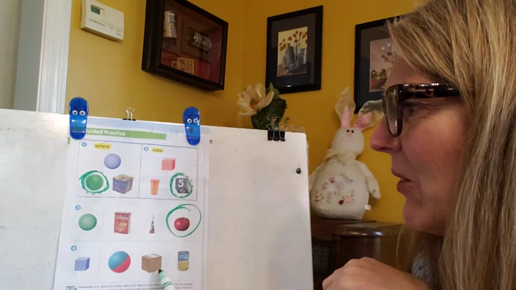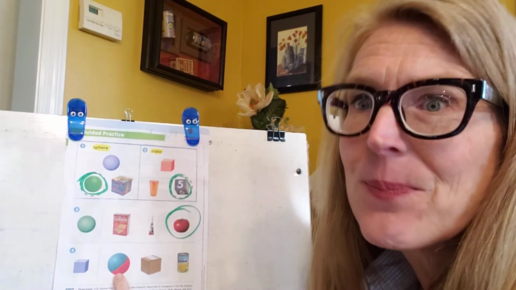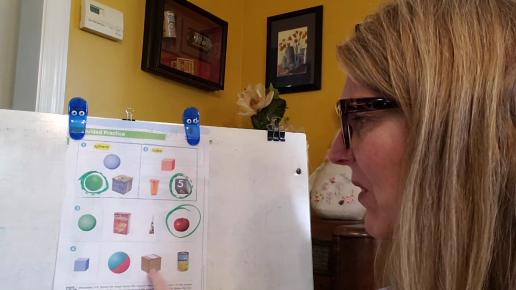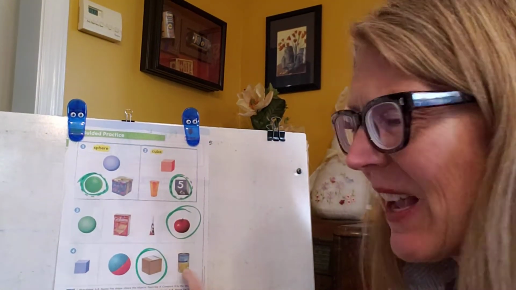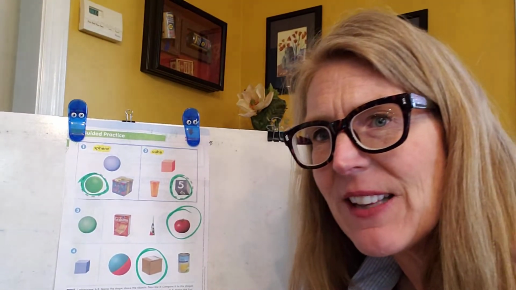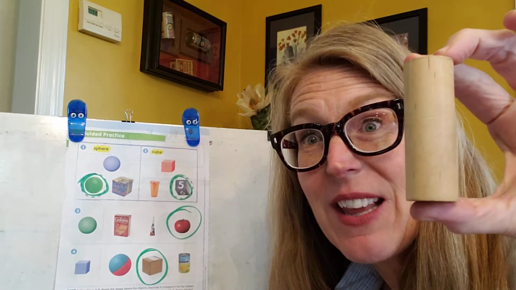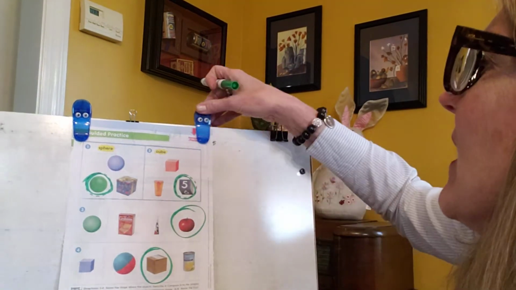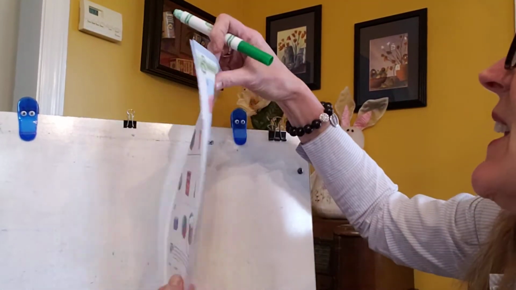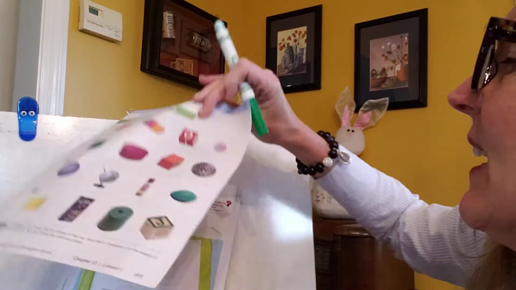Very good. Let's look at the objects here. Well, we know this is a sphere, right? How about this box? Is that shaped like a cube? Yep, sure is. And this last one? That looks like this, which is a cylinder, which we're going to talk about tomorrow. Very good.